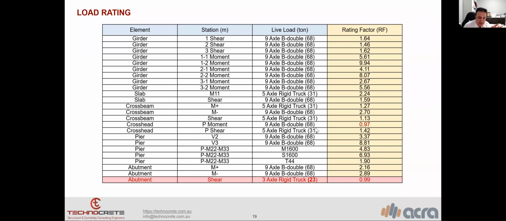Then it doesn't need to be strengthened at this stage because the asset owner just wanted around 44 ton for the capacity of that bridge. Then for achieving 44 ton, the abutment has to be strengthened because the rating factor is less than 1 for 23 ton of the vehicle. So that's a very brief summary of the rating factor analysis.